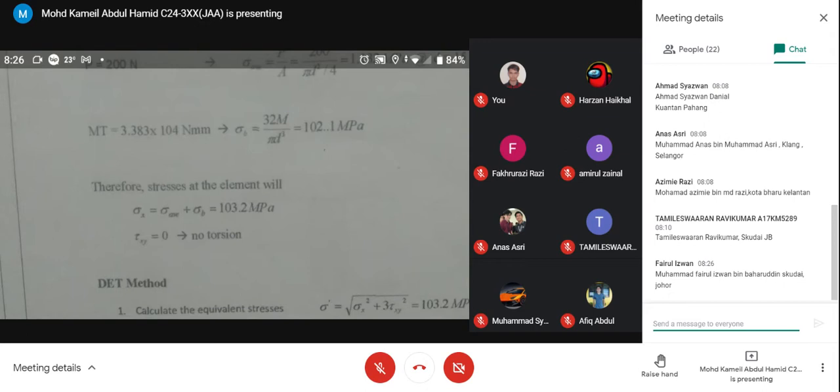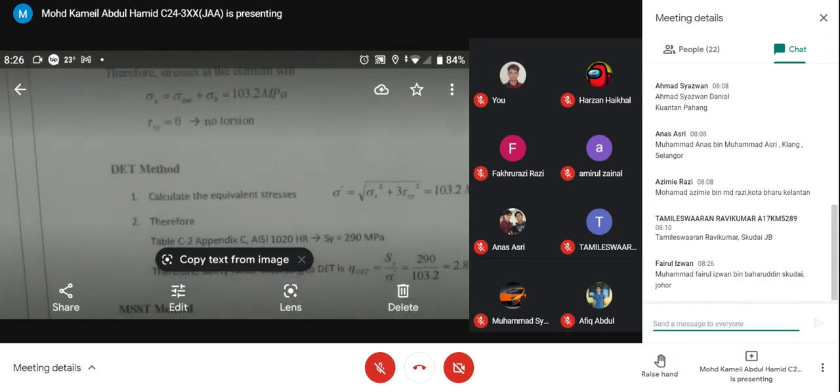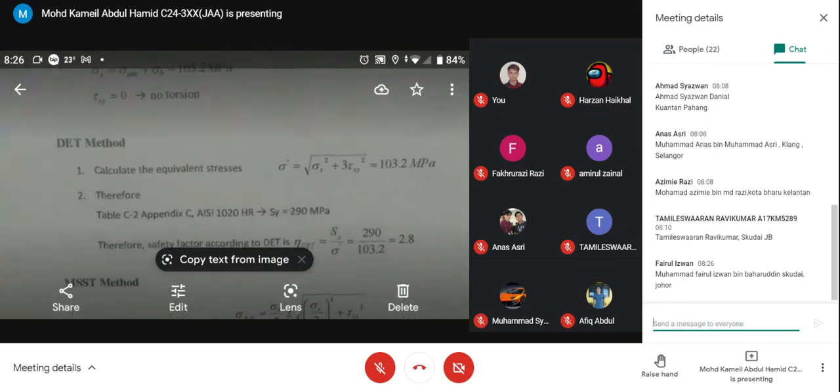Kemudian for point A ni there is no torsion. Tak ada torsion. So tau xy is 0. Kemudian ini masuk DET tu, distortion energy theory, cari sigma prime. Sigma prime is equal to square root of sigma x square plus 3 tau xy square. So the same, get 103.2 megapascal.